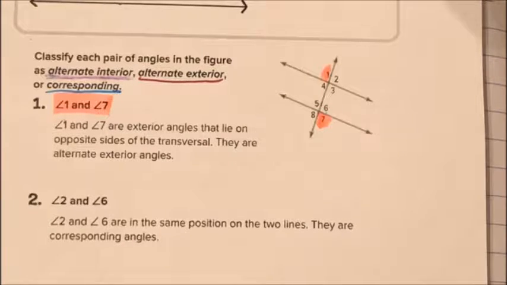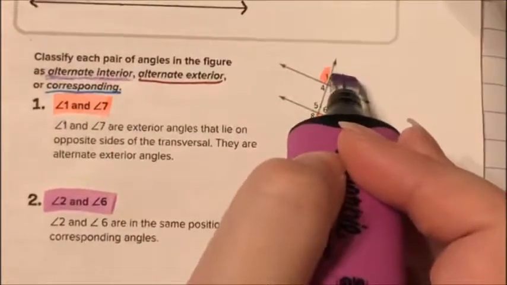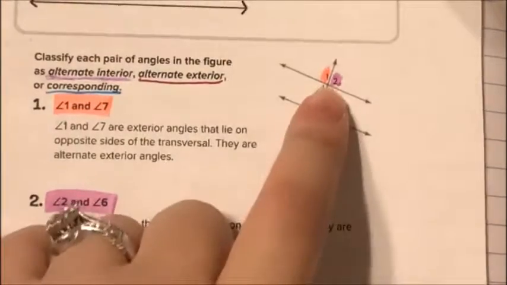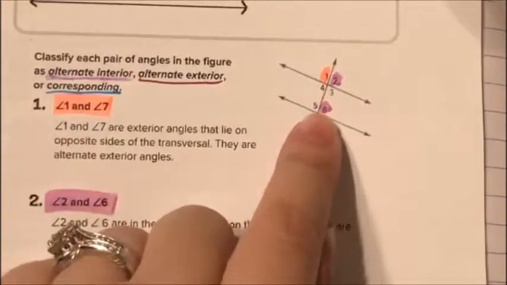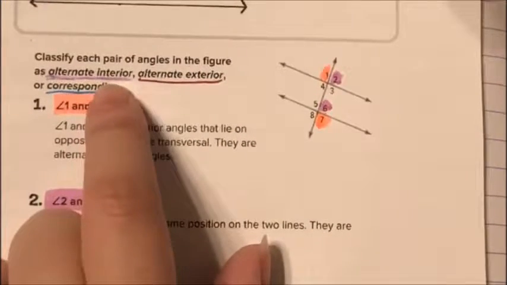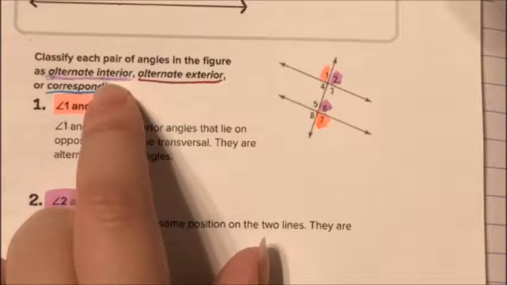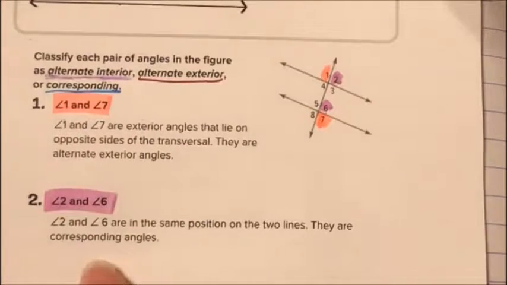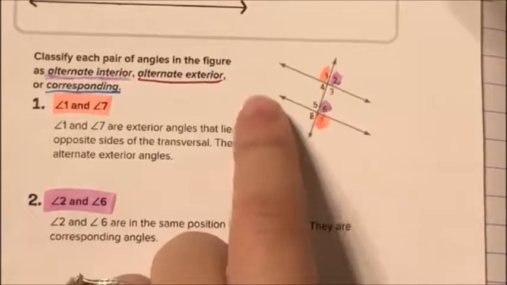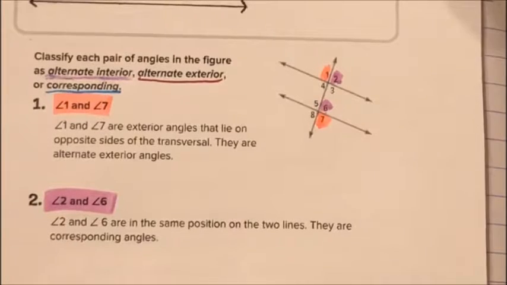So they are alternate exterior angles. Okay. The other ones I have are 2 and 6. So there's 2 and there's 6. Okay. 2 is on the outside, but 6 is on the inside. So they can't be alternate exterior, and they can't be alternate interior because they're not both on the inside or both on the outside. So they have to be corresponding. So 2 and 6 are in the same position on the two lines. You can see if I have two parallel lines, they're both on the top. Okay, so they're corresponding angles.